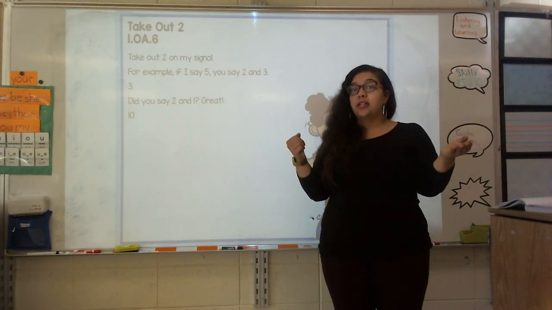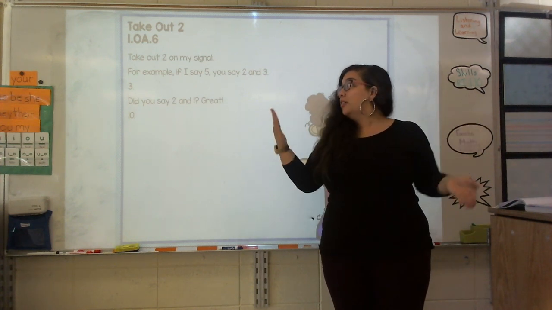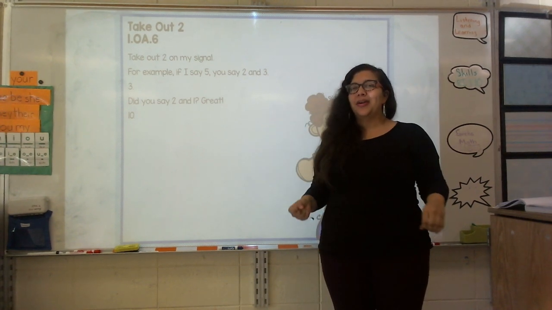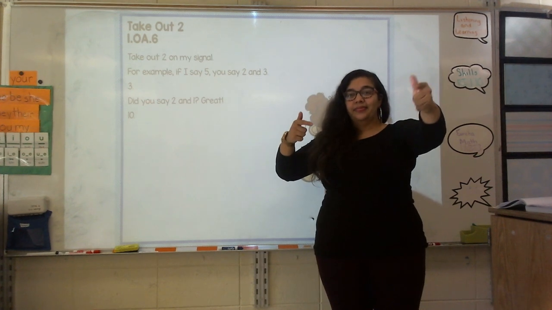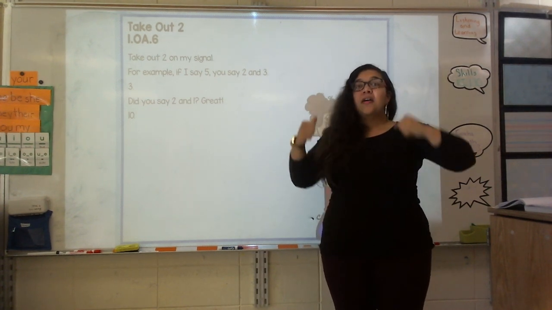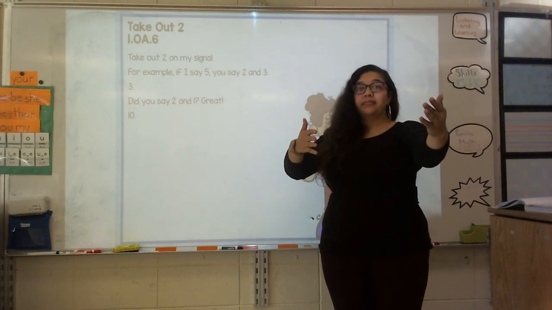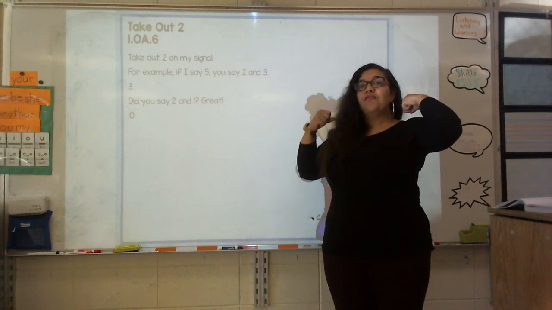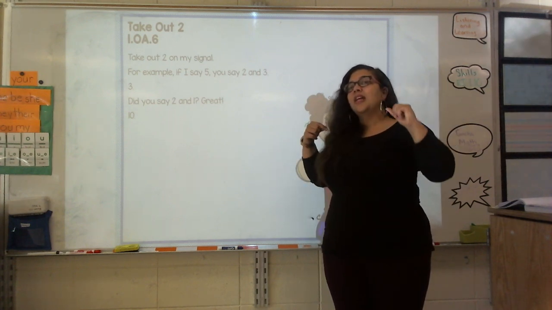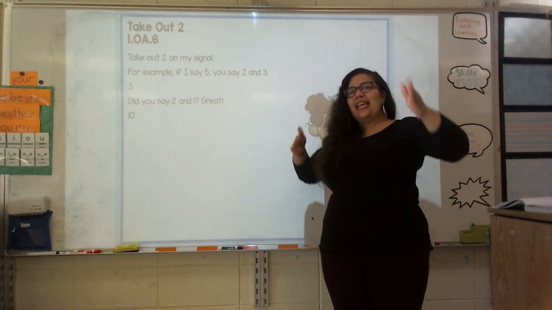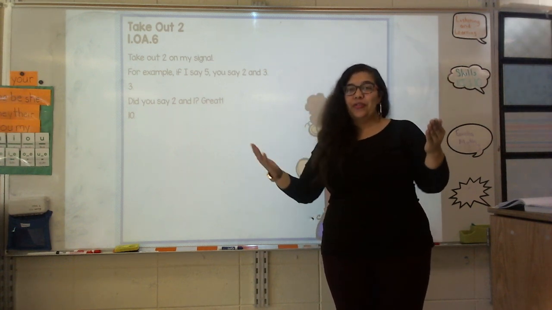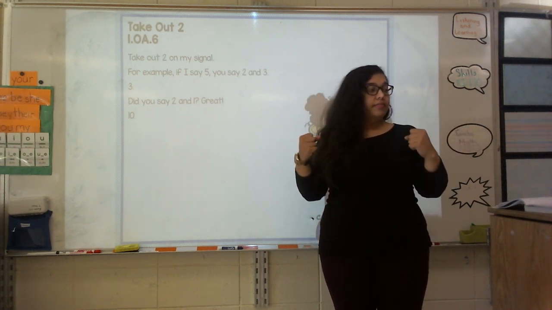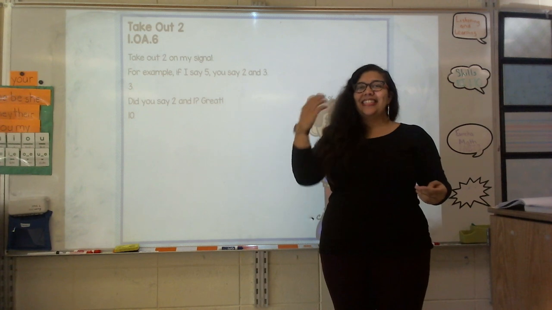So you know the first part is 2 because I told you the name of the game is take out 2. So how about 3? 2 and 1. Great. Okay. 10. 2 and 8. Good. 7. 2 and 5. Okay. 4. 2 and 2. Excellent. 6. 2 and 4. 8. 2 and 6. 9. 2 and 7. Good job.